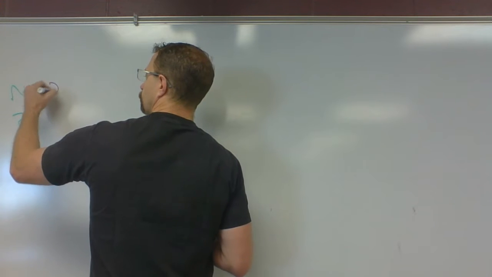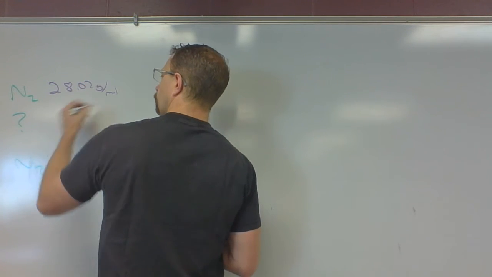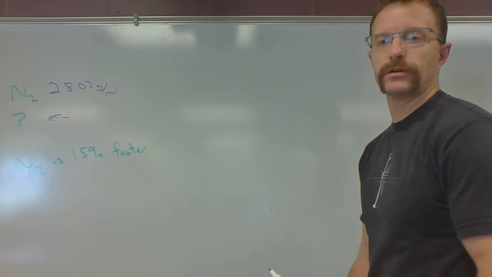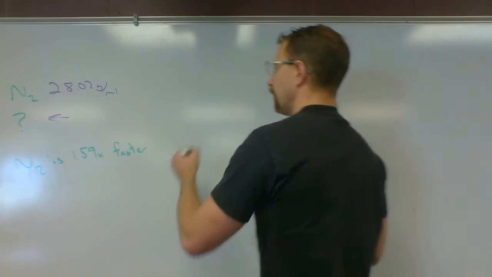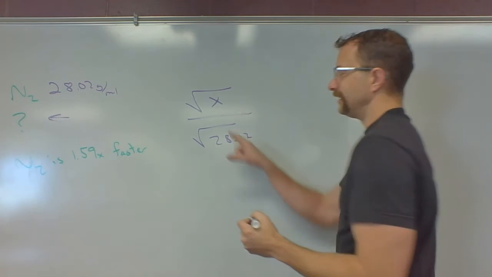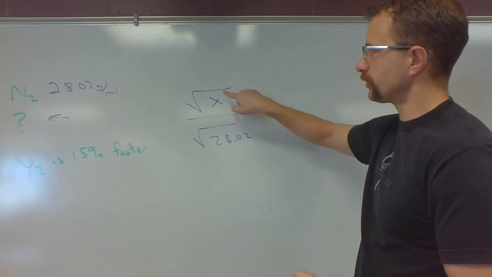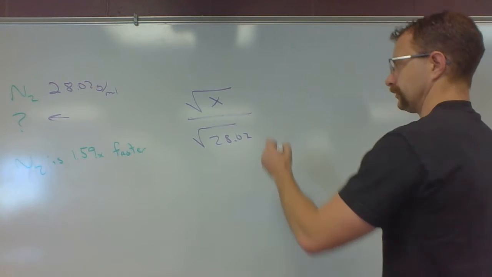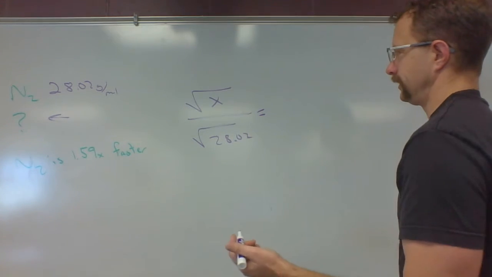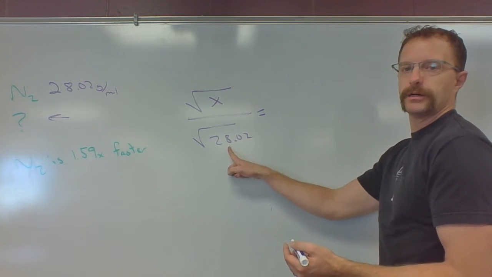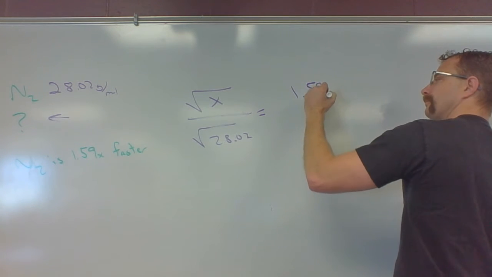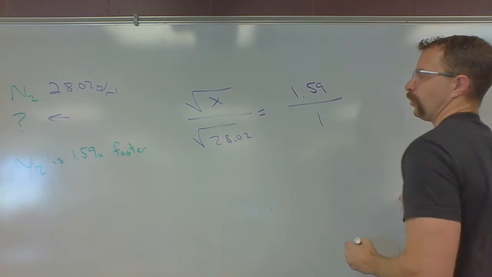So nitrogen is 28.02 grams per mole. We don't know about this unknown gas. I know nitrogen is 1.59 times faster than this unknown gas. So when I go to write my equation, I want the molar mass of the unknown gas on top. So I'm going to do the square root of x over the square root of 28.02. It can be those two divided first and then square root, or the square root of this divided by the square root of this. Either of those is true when it comes to square roots. So then nitrogen's on bottom here, which means nitrogen needs to be on top here. Nitrogen is 1.59 times faster, so I'll put nitrogen in at 1.59 and this other gas in at 1, right?